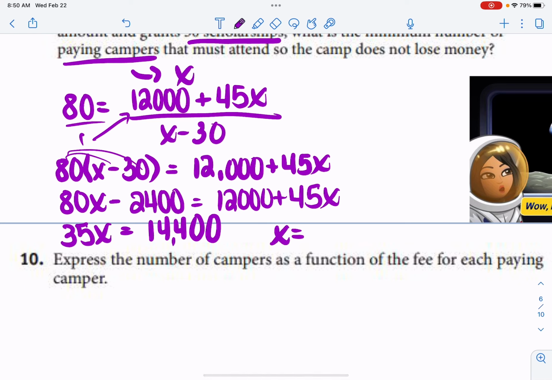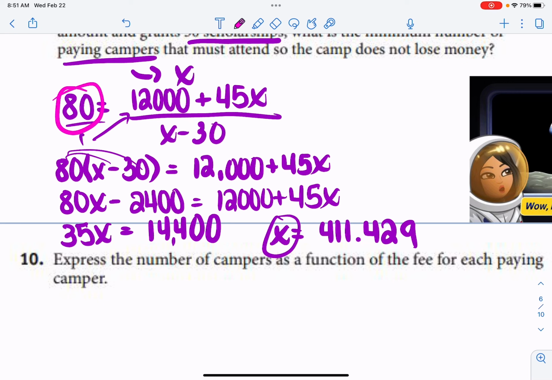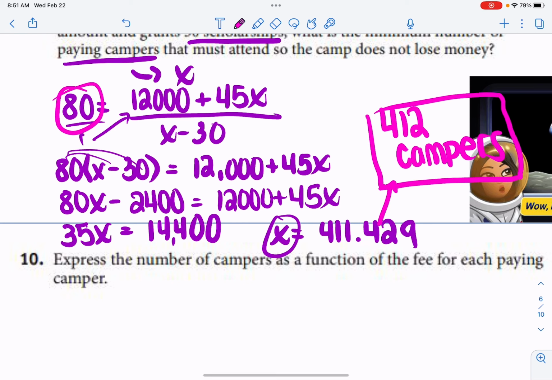You would get x is going to be equal to 411.429. Now, obviously, that would be the answer if we were to give it in exact terms. But let's think about it in the context of the problem. X represented the amount of campers. Can we have a decimal amount of campers? No, we cannot. So if we want to cover the cost, we don't want to round this down because otherwise it won't meet the cost. So we're going to round it up to 412 campers. Otherwise, we're not going to meet the cost, which would not be good for the camp.